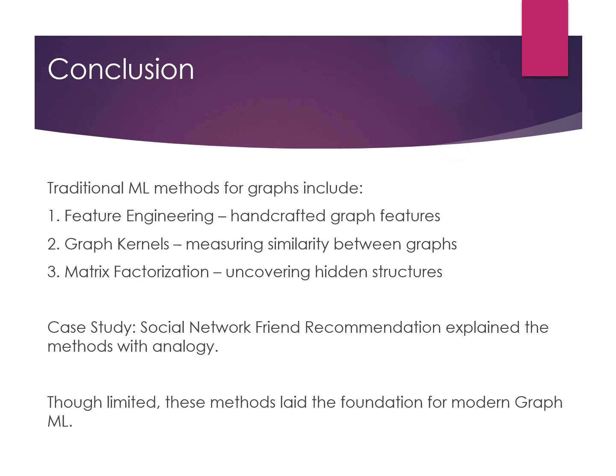To summarize, traditional ML methods for graphs include feature engineering, which is handcrafted graph features, graph kernels, which measure similarity between the graphs, and matrix factorization, which uncovers hidden structures. We explained these methods through the analogy of a teacher predicting student friendships. Though limited, these methods laid the foundation for modern graph machine learning.